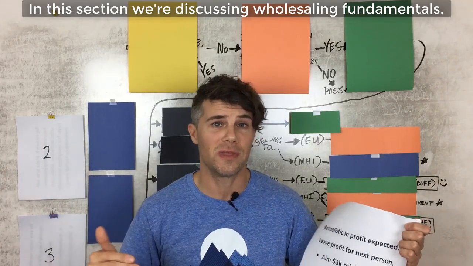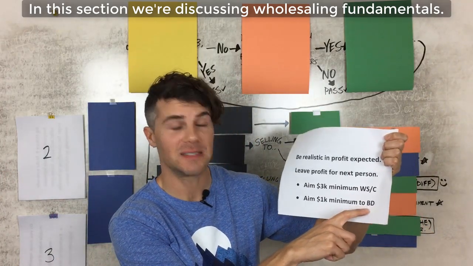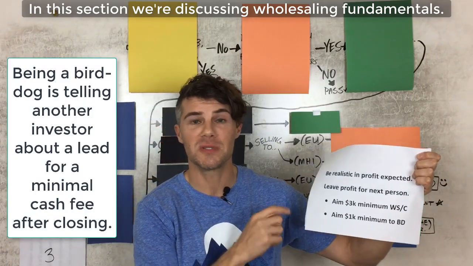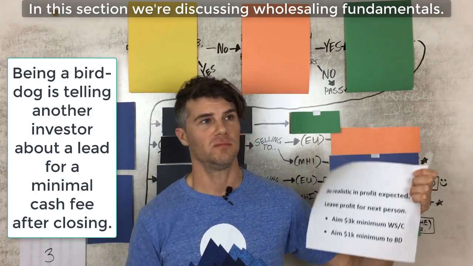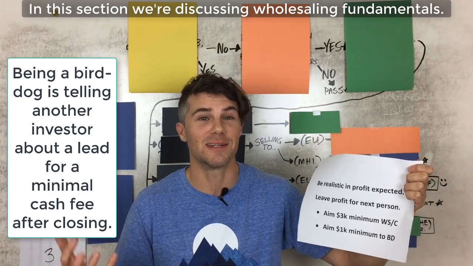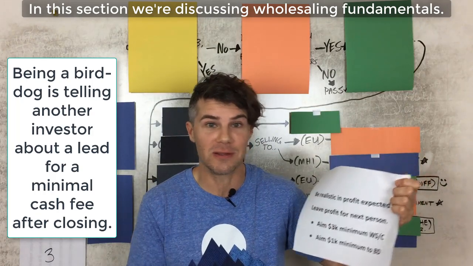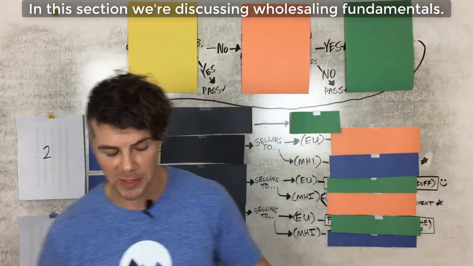Now, they talked you down to $1,000 or even less than that. When you bird dog mobile homes, that's what the BD stands for, aim for a minimum of $1,000, not under $1,000. If you have to take less than $1,000, so be it. But the bird dogging should be very, very little work. And we'll talk about that in a little bit.